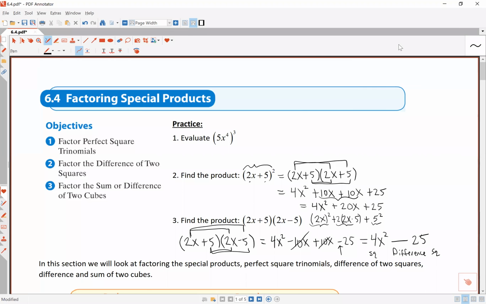This video covers section 6.4, factoring special products, objective 3, factor the sum or difference of two cubes.